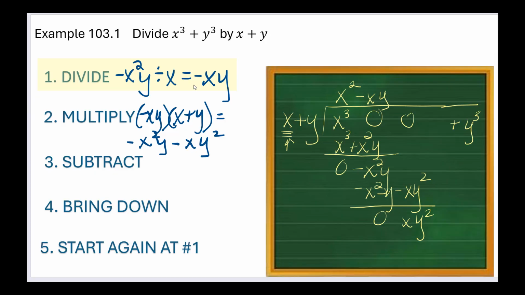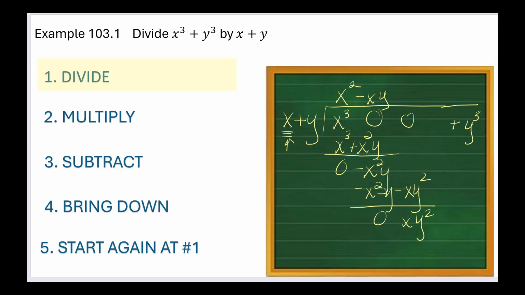We're going to divide again. We're still looking at x only right now. X divides into xy squared. So xy squared divided by x is going to be just y squared. Next thing we put in our quotient is plus y squared. And now we will multiply.